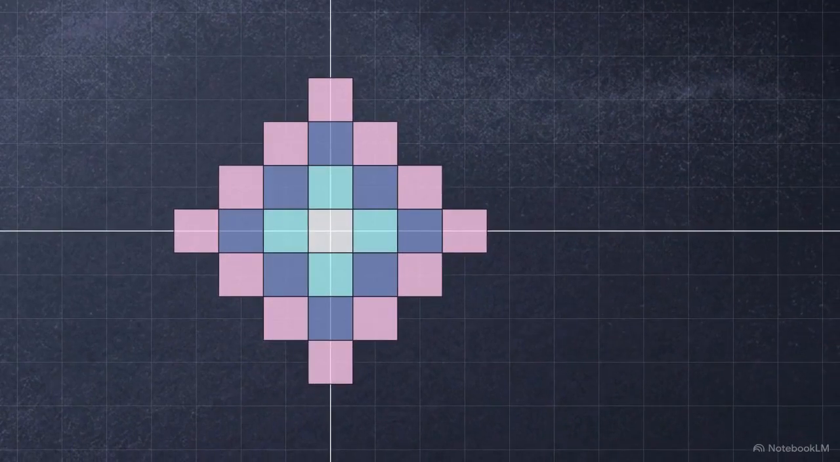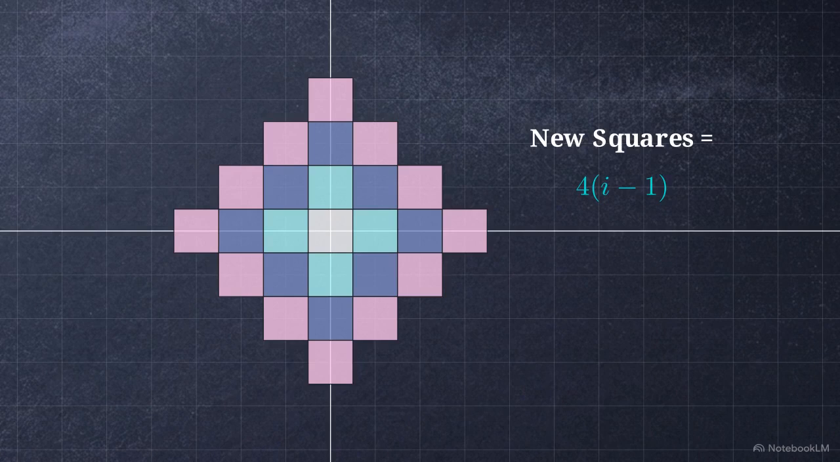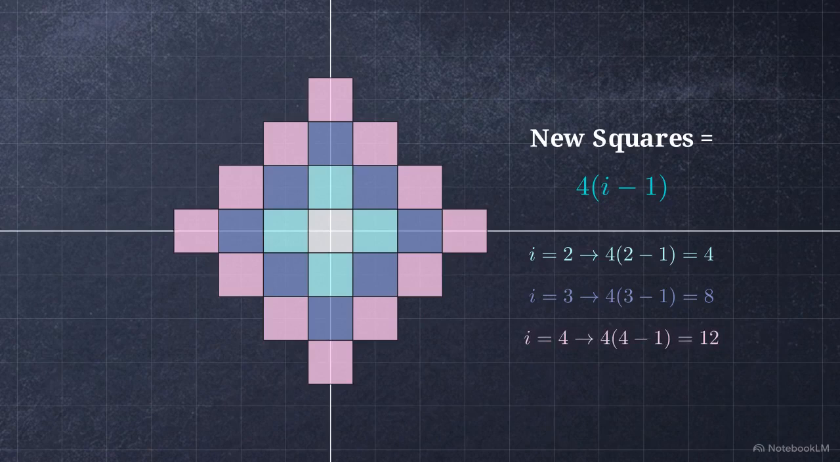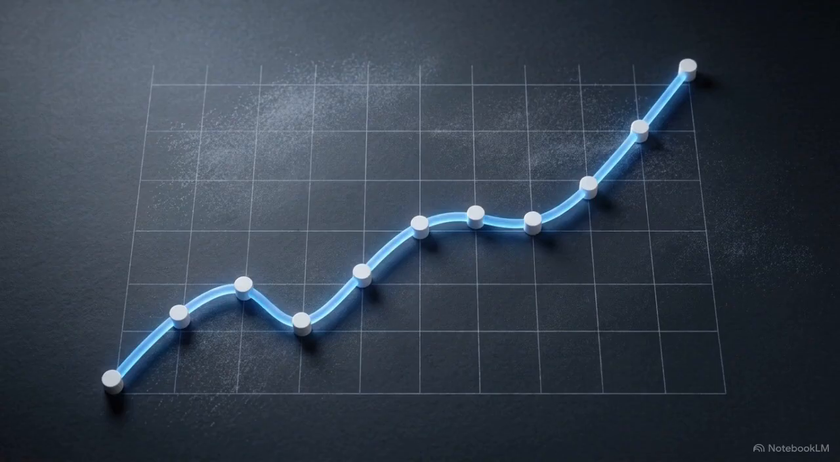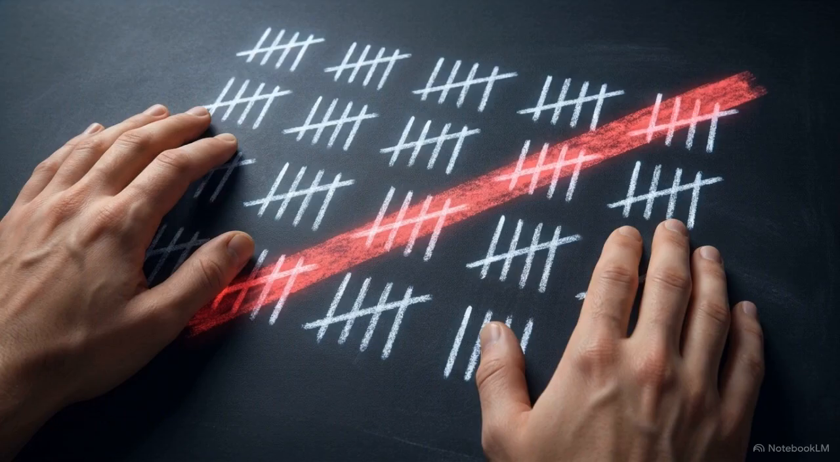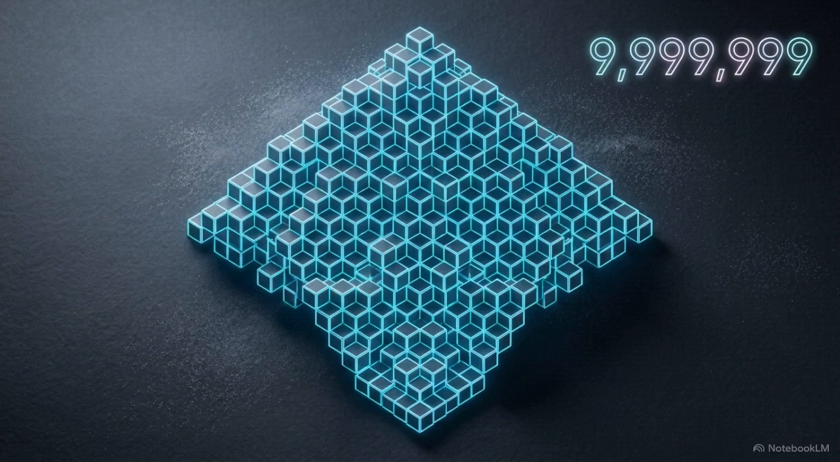the one before it. We can capture that growth algebraically. For any given iteration we call I, the total number of squares added in that specific step is simply 4 times the quantity I minus 1. By translating this physical expansion into a predictable sequence, we no longer have to manually count individual blocks. We can calculate the total size of the shape at any scale.